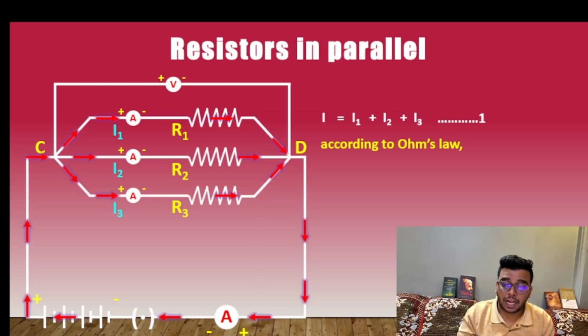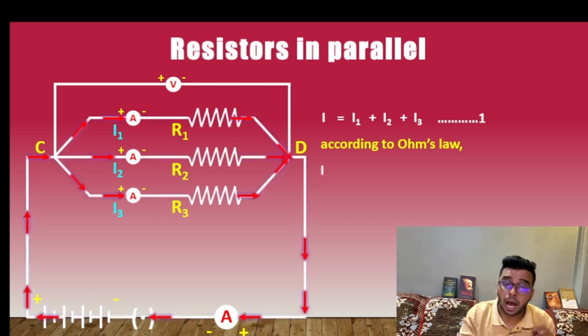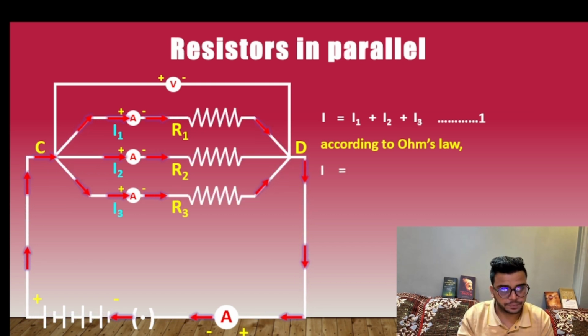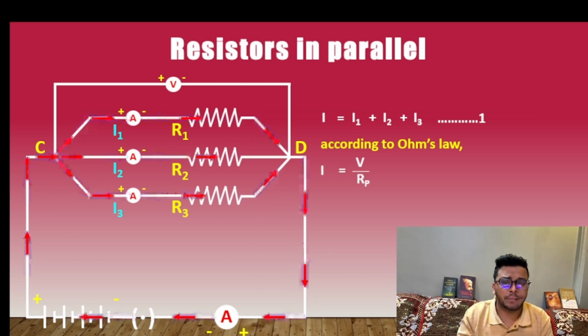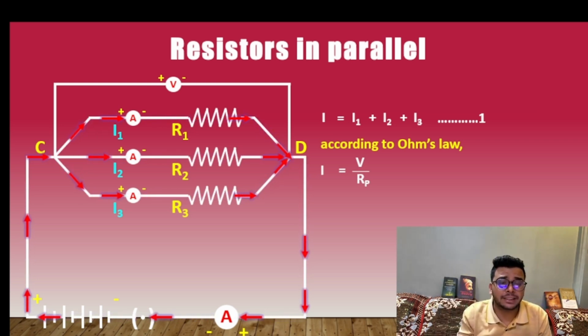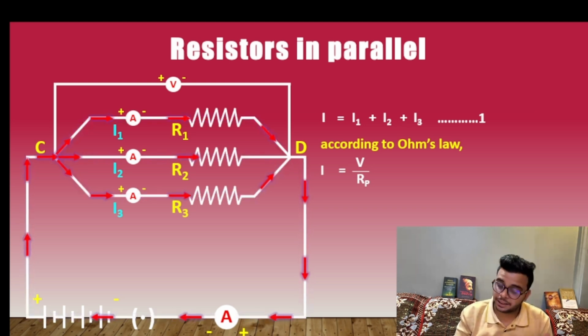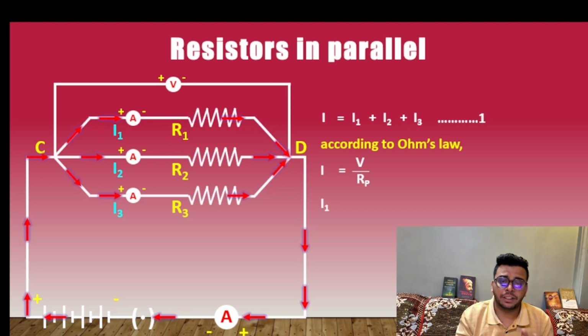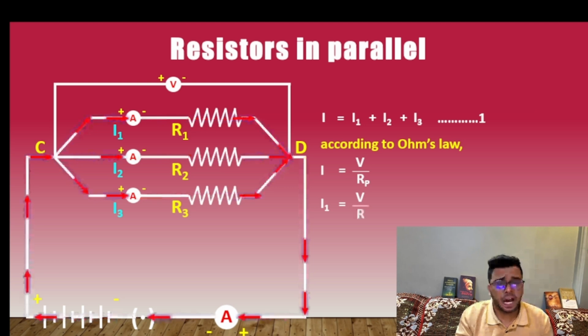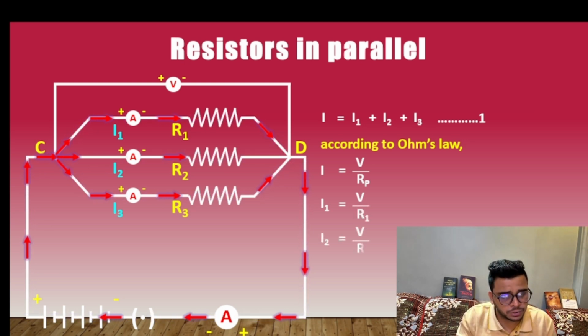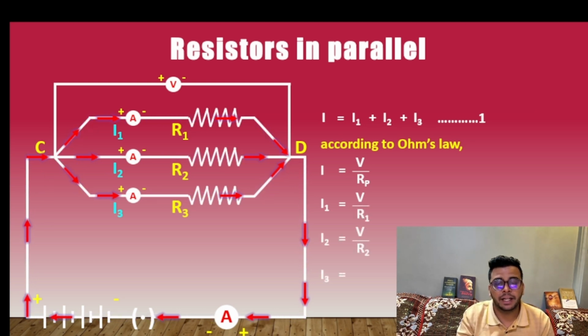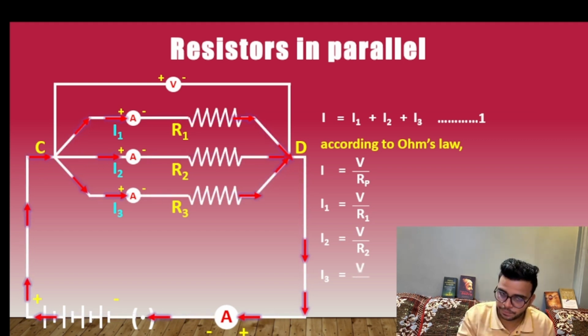Here I will be writing Rp, because Rp represents effective resistance in parallel, the total resistance in parallel. Similarly, I1 will be V upon R1, I2 will be V by R2 and I3 will be V by R3.